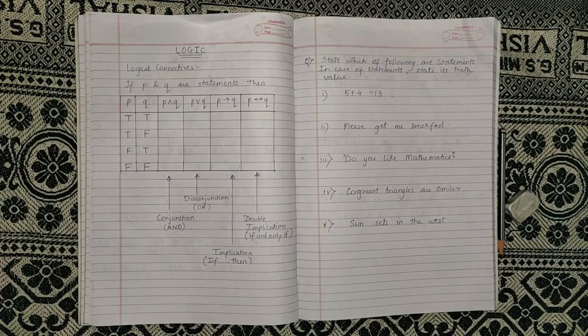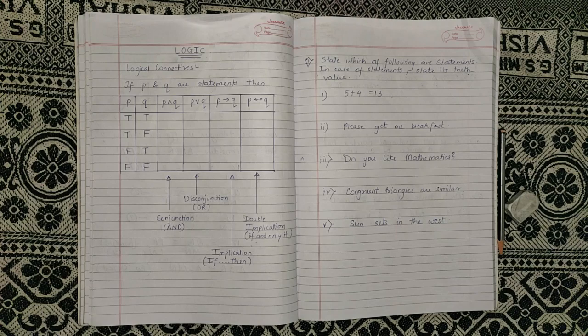In my last video, I discussed statements and their truth values. Also, we discussed logical connectives. We have four types of connectives: conjunction, disjunction, implication, and double implication, along with their truth tables. And we also discussed the negation of a statement. So in this video, I am going to revise everything and also discuss some of the examples that I have taken for you.